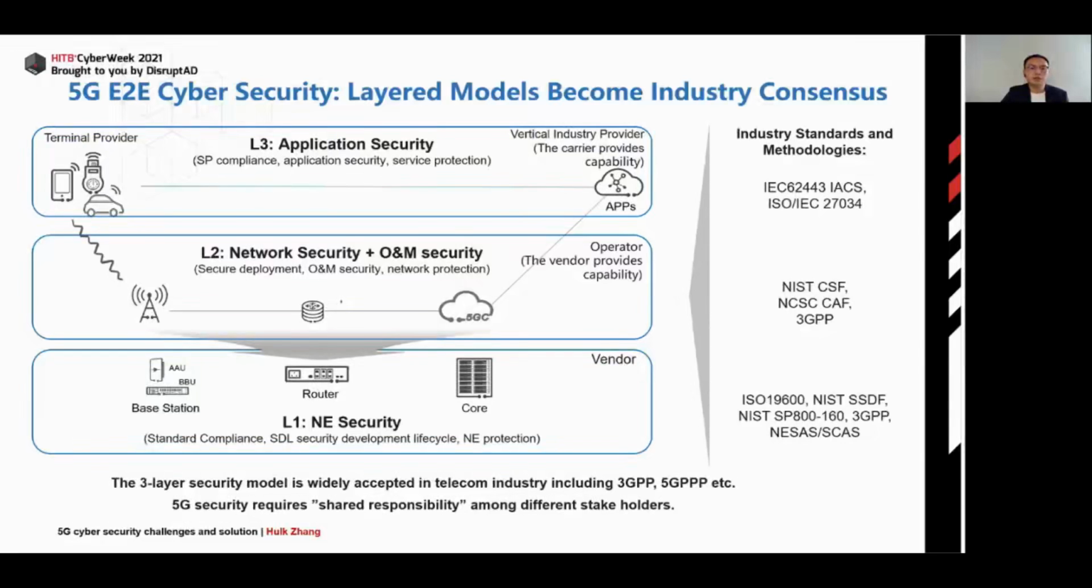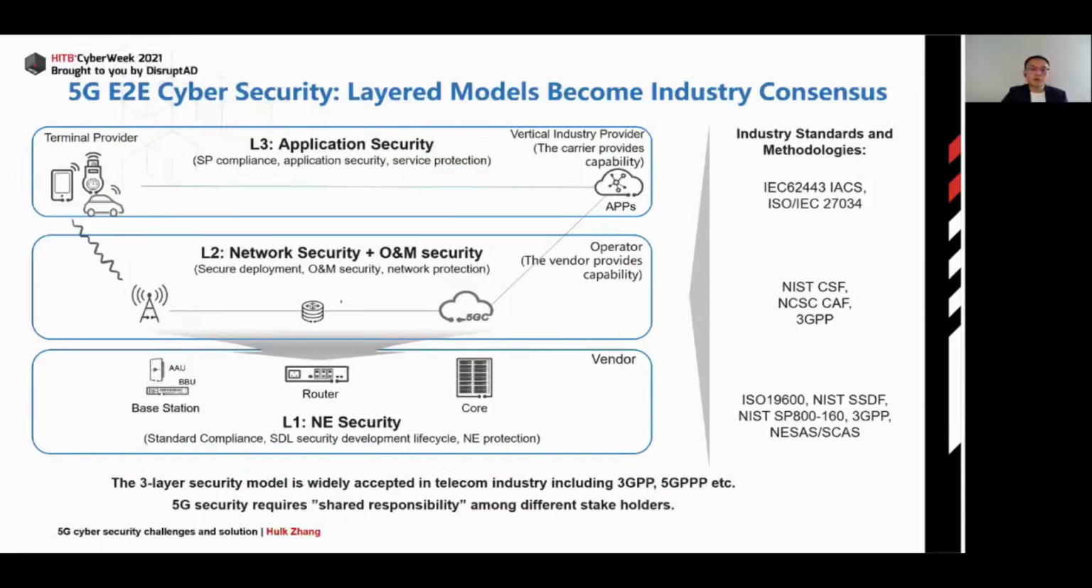And next is the network security and operating and management security. This layer is usually managed and operated by operators. They should consider network compliance and security of network design, deployment, operating and management, and continuously perform comprehensive risk assessment based on network components as well as network equipment and the architectures provided by the vendors to ensure effective management of security threats.